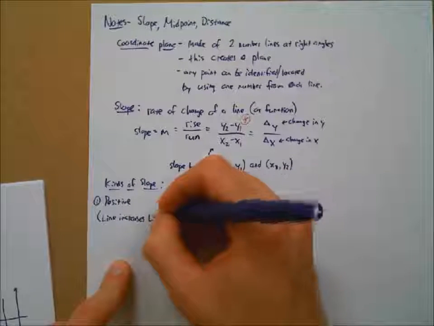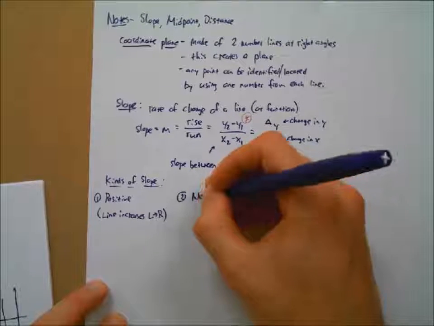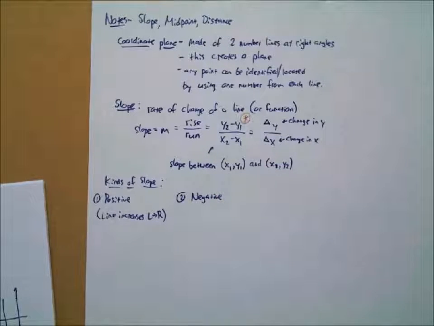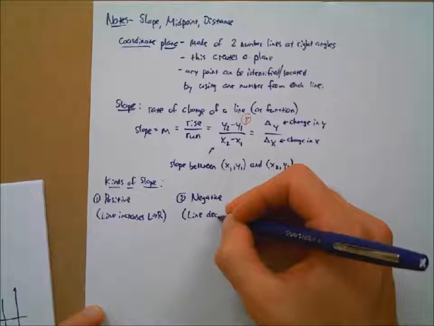Okay. All right. Then, of course, we can have negative slope. And so there, of course, the line will decrease left to right.